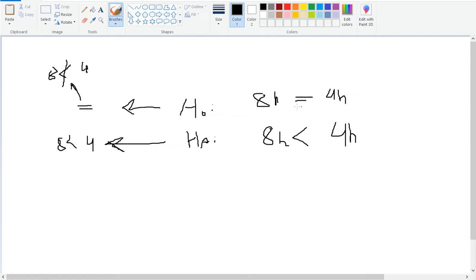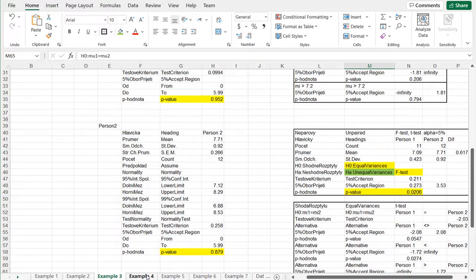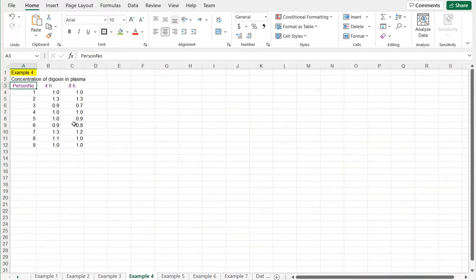So now we have the type of test we want, which is paired. We also have the null hypothesis and the alternative, and all that remains is to jump right onto Excel. We've got the numbers here. In the exam, you would type down in the first column person 1, 2, 3, 4, 5, then 4 hours, 8 hours, like that. In our current example, they've already written it for us: person number, 4 hours, 8 hours.